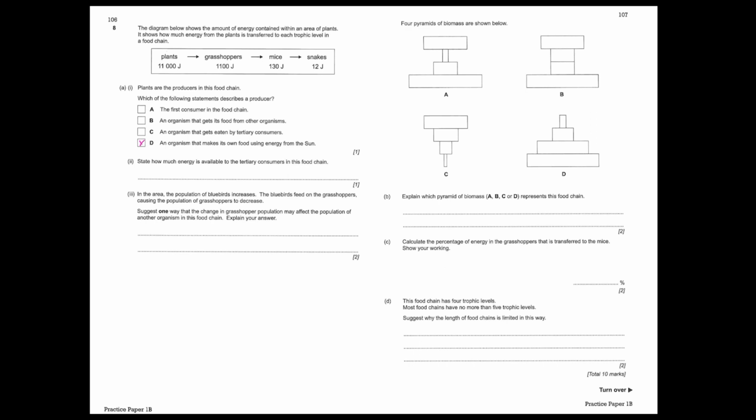Okay, so the food chain we've got is our producer, our primary consumer, our secondary consumer, and our tertiary consumer.